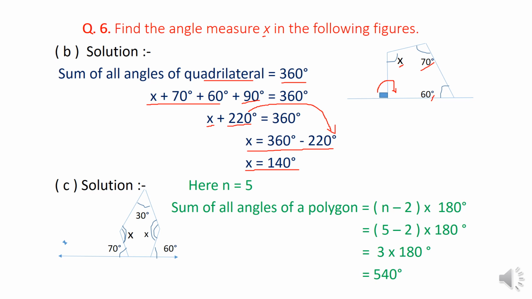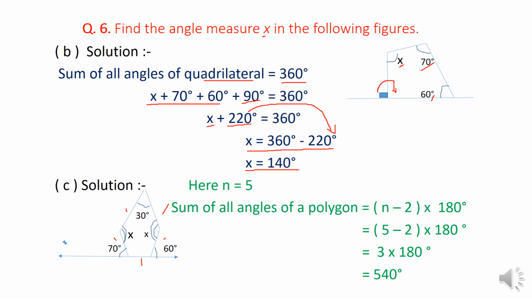Now this is not a quadrilateral, it is a pentagon because it has 5 sides. This is 1, 2, 3, 4 and this side is the 5th side. That's why here the sum of the pentagon is not given, and this property is also not there. So here the first job is to find the sum of all the angles of this polygon.